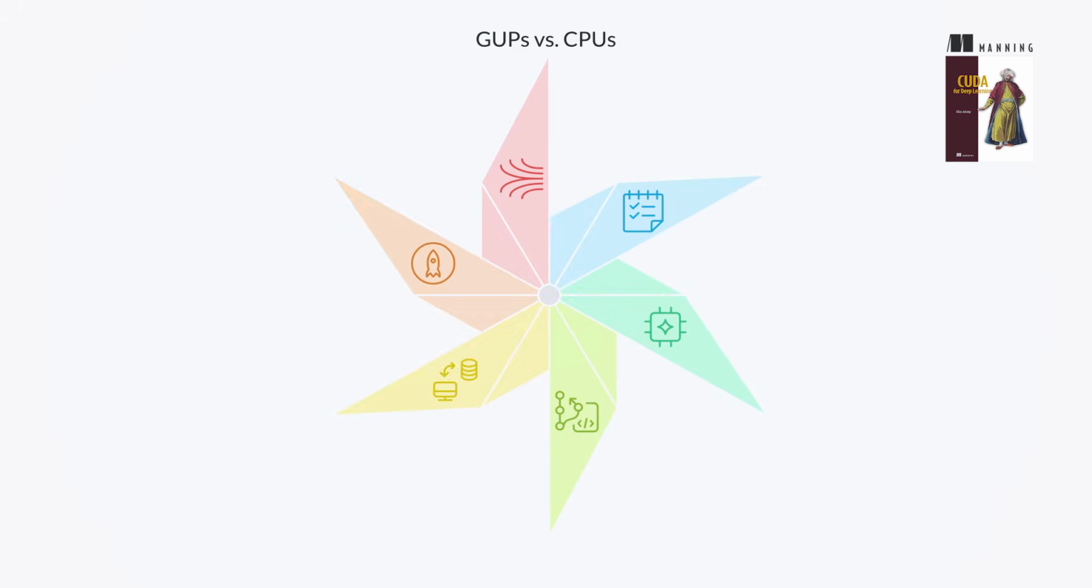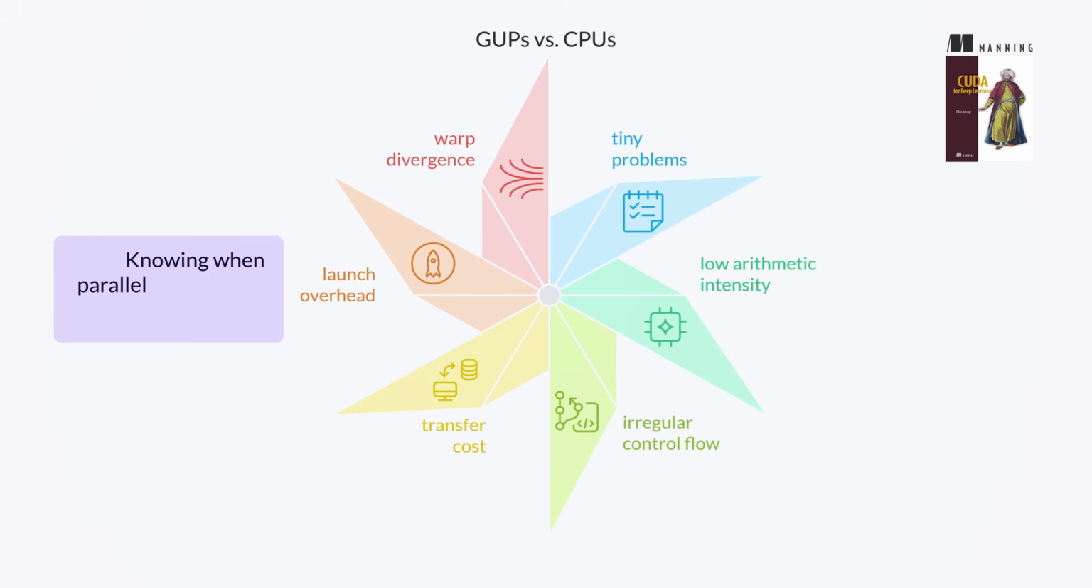GPUs are not automatic wins. Tiny problems, low arithmetic intensity, and irregular control flow can lose to CPU execution because transfer cost, launch overhead, or warp divergence overwhelms the benefit. Knowing when parallelism does not help is part of the job.